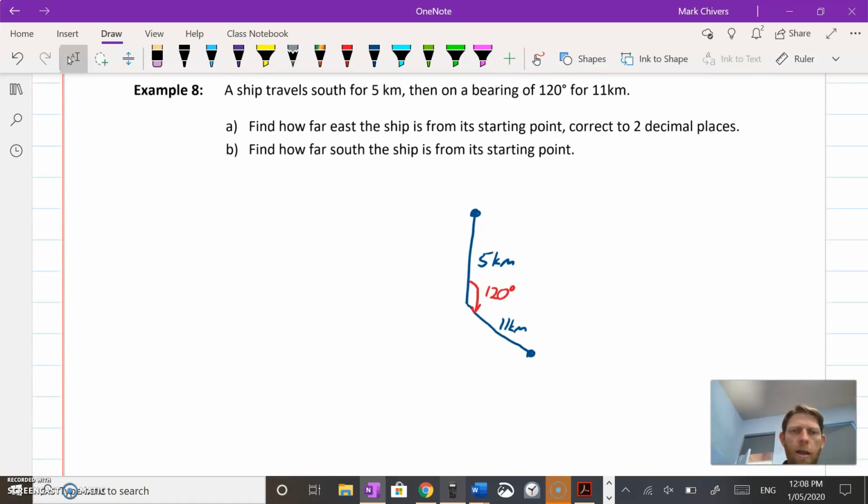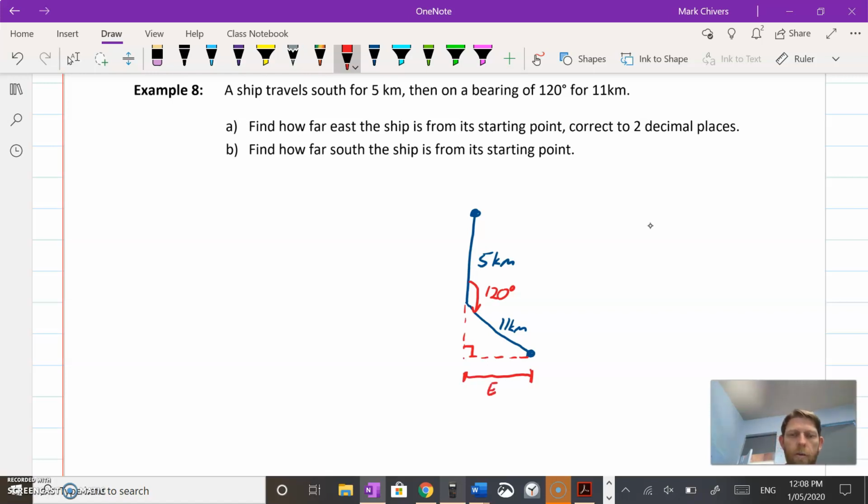So if I think about that, this distance here is going to be how far east we've gone. We don't care about how far south we've gone, we only care about this distance here. So if I create a little triangle here where I run a south line and an east line, that's going to give me 90 degrees there. What I want to know is that distance there. I'm going to call that E. That's the distance east we've gone.